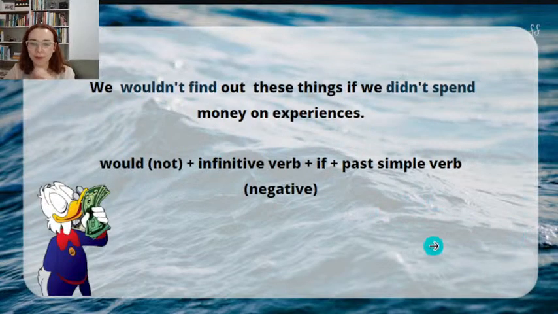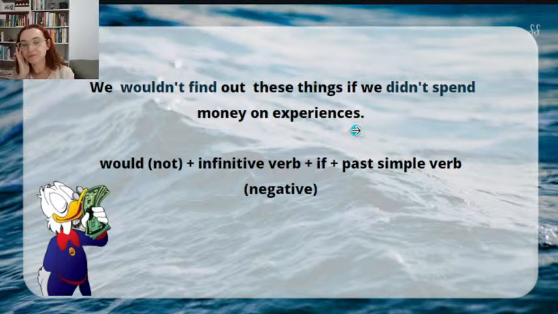Let's see another example, a second example. Here I have a negative sentence. We wouldn't find out these things if we didn't spend money on experiences. I have here a negative example. So I have wouldn't, the negative form of would, and I have didn't spend, the negative form of past simple, okay? And there is something different here too. Look, where is my if? It's in the middle, right?